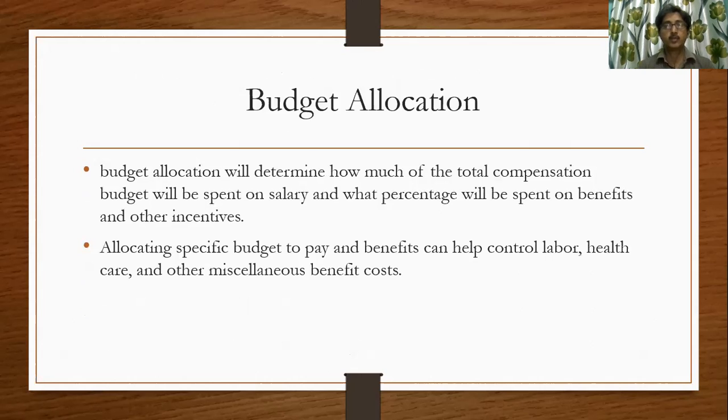Okay, now we can go for the budget allocation. Budget allocation will determine how much of the total compensation budget will be spent on salary and what percentage will be spent on benefits and other incentives. So, salary, wages, benefits, and welfare expenses I was talking about. So, welfare expenses we can keep aside.